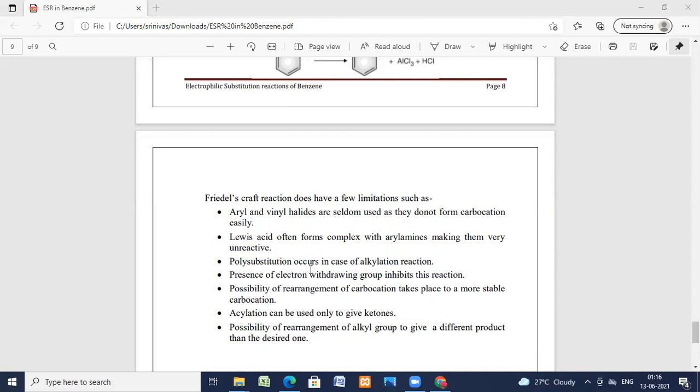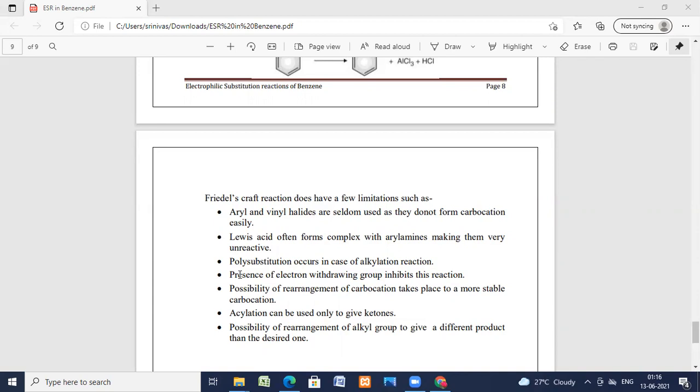And for polysubstitution, in the case of the alkylation reaction, you can see polysubstitution sometimes takes place. And the presence of an electron withdrawing group inhibits this reaction; if there is any electron withdrawing group, the substitution reaction is inhibited. And there is a possibility of rearrangement of the carbocation to a more stable carbocation.